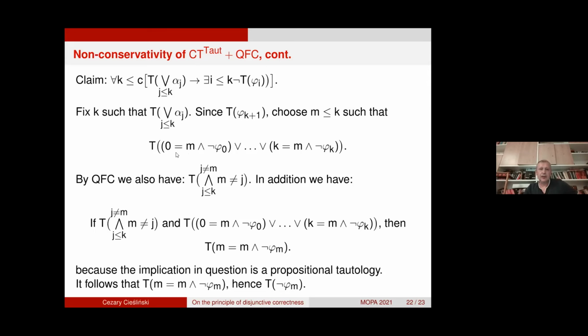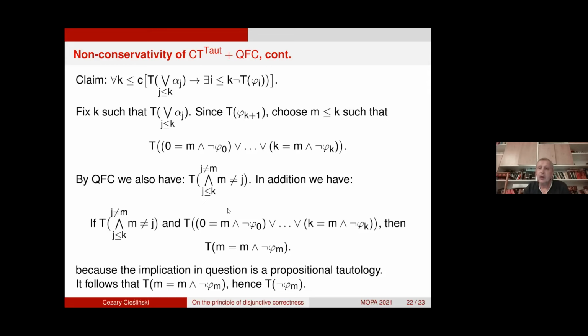In effect, we obtain a disjunction. It is true that 0 equals m and not phi 0, or k equals m and not phi k, up to k. Now, use quantifier-free correctness. Quantifier-free correctness really permits us to work here. The problem is how to handle long expressions, long conjunctions. So by quantifier-free correctness, we'll have the information that the conjunction of all these expressions, m is not identical to j up to k, for j which are not m, is true.